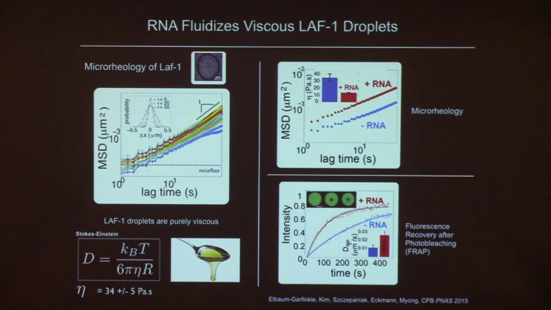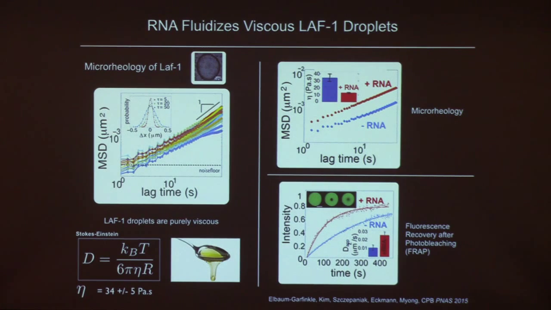So this is kind of interesting because it gives us some idea about what sort of material we're dealing with, and how RNA may change the properties and molecular transport within the droplets if we're thinking about them as little liquid-like microreactors within the cell.